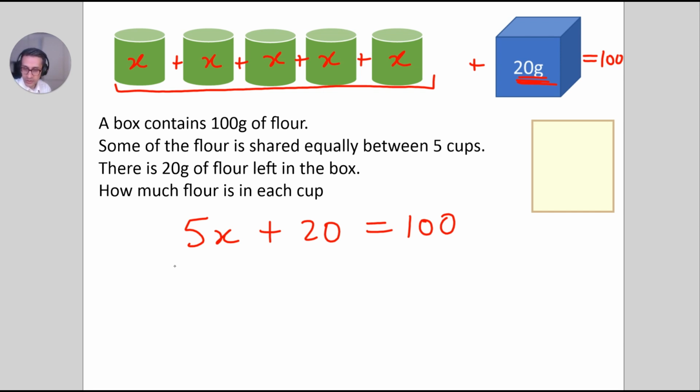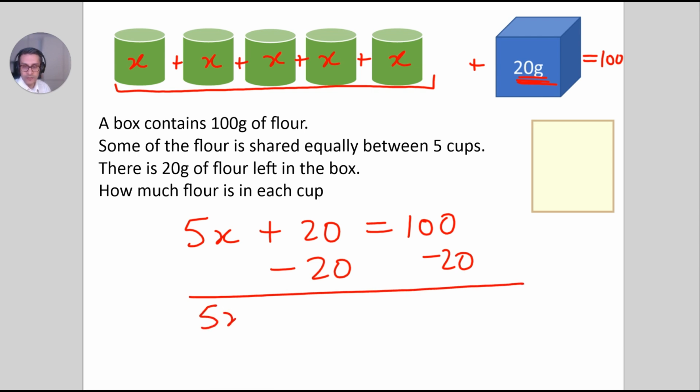So we're going to work this out and just work out what x is. This question is very easy to do in your head. However, when the numbers get a lot trickier, then you need to be able to know this method. So in this case, we're going to solve it to work out what x is, because that's the amount of flour in each cup. Take away 20 from both sides. So 5x equals 80. And then we're going to do 80 divided by 5. So divide by 5, divide by 5. So x is equal to 16 grams.